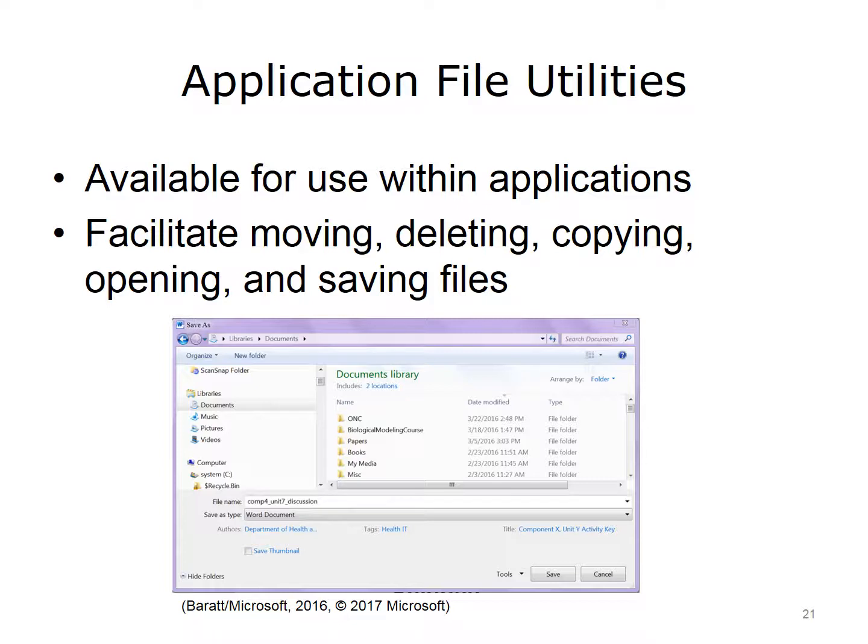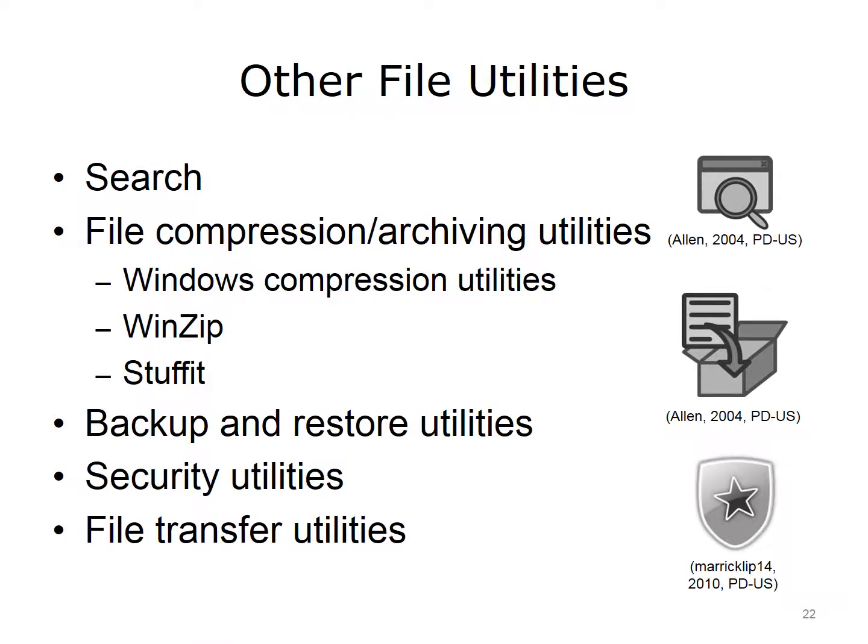Application file utilities are available for use within applications. For example, in Microsoft Windows, selecting a file involves typing in a file name or clicking a Browse button to open a window, which allows navigation through folders to find the file needed. In the screenshot you see here, the window is performing a Save As. Similar to File Explorer, the user selects the folder in which to save the file and types in the file name. The Search File utility searches for files or folders on a disk based on search criteria.